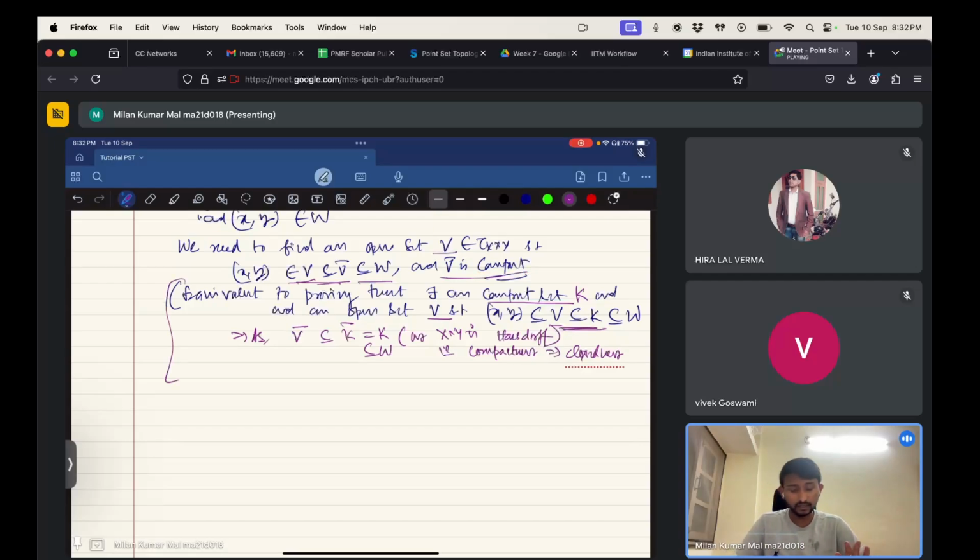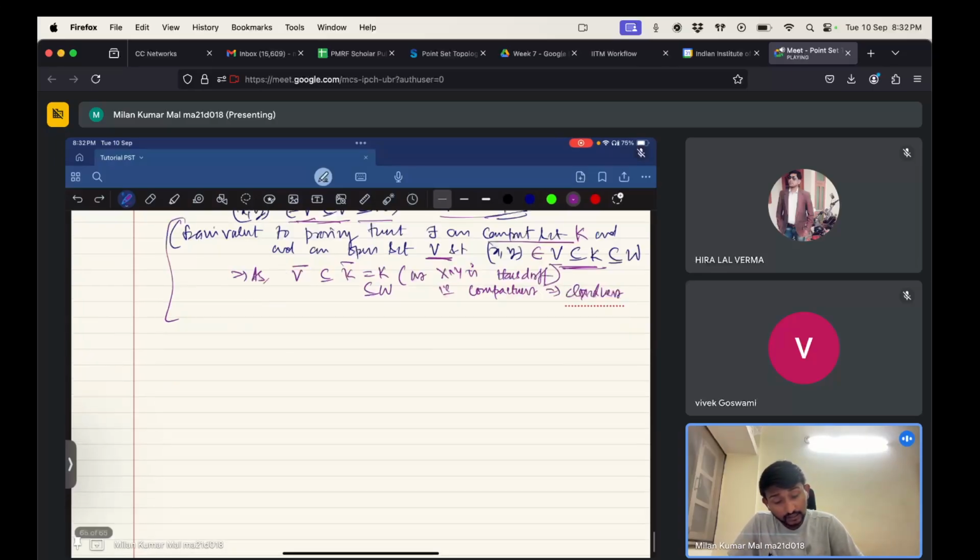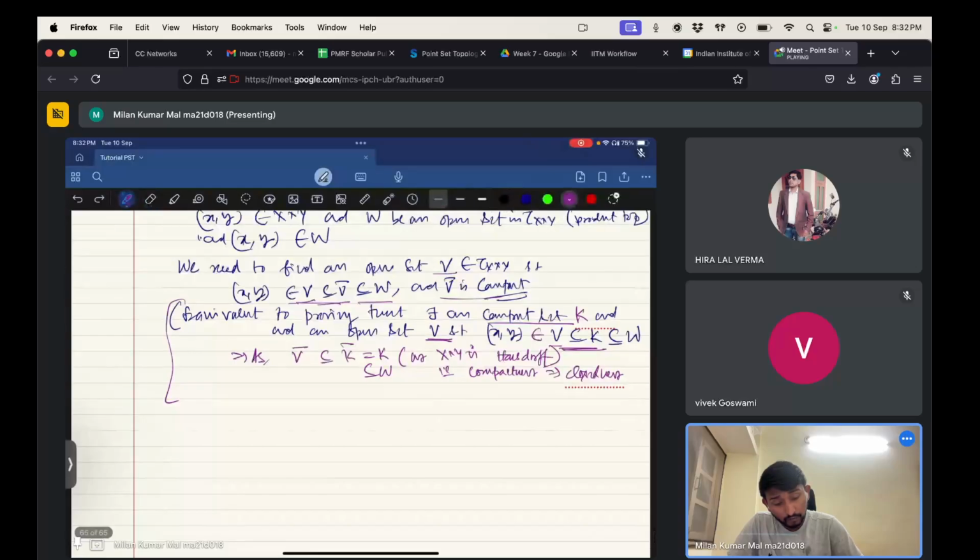So I hope this is clear. That's why I'm saying that basically, I will prove that there exists an open set V and a compact set K such that (x, y) is sitting inside V, and that is sitting inside K, where K is compact, and that is sitting inside W. This is what I will prove. Okay, so let's come back to the proof. I'll prove this fact.